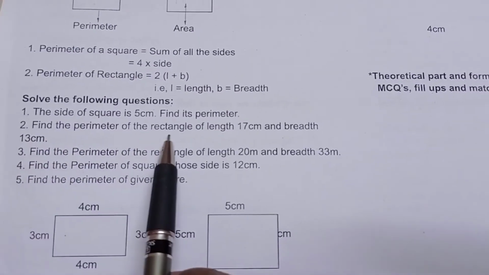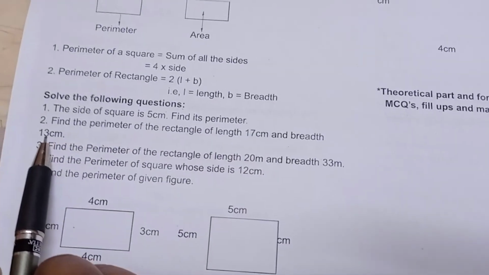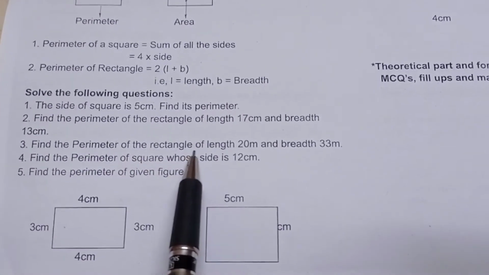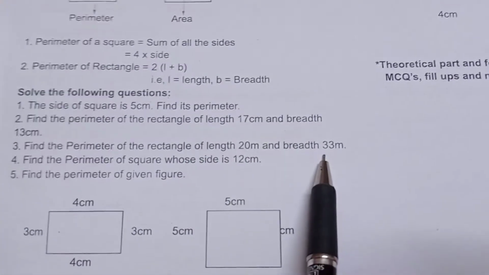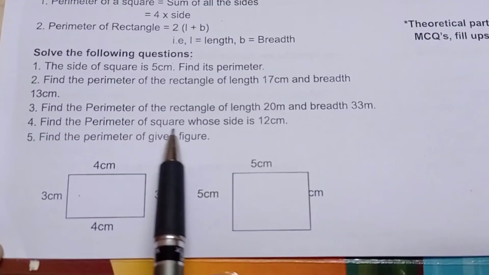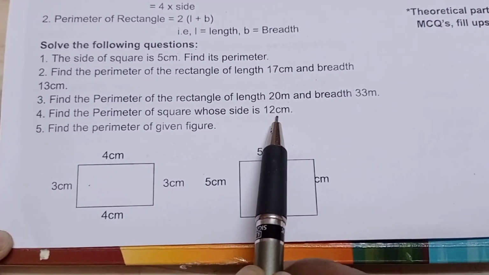Second is find the perimeter of a rectangle. Length is given, width is given. Put the values in the formula and find the answer. Find the perimeter of a rectangle whose length and width are given. Again, you have to put these values in the formula and find out the perimeter. Find the perimeter of a square. You know the formula, put it.